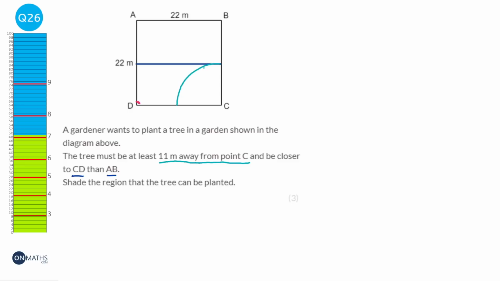So this is the region that represents closer to line CD than AB, but also not within 11 meters of point C.